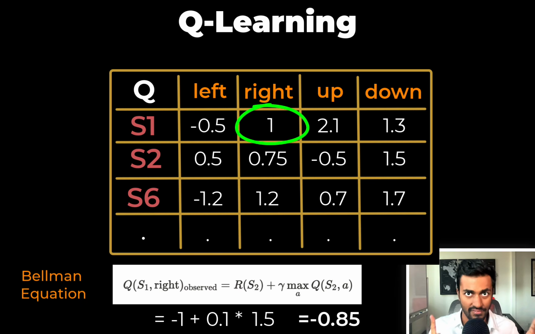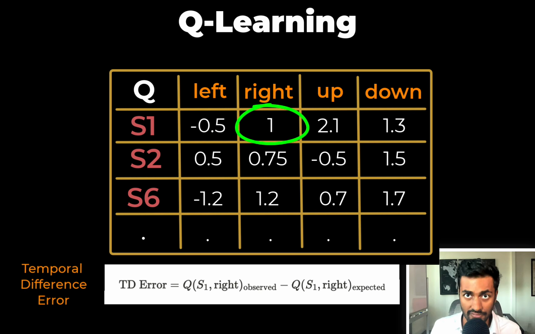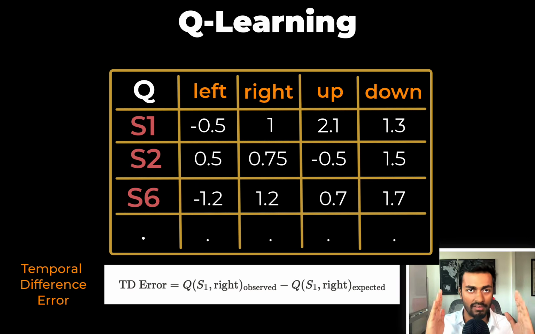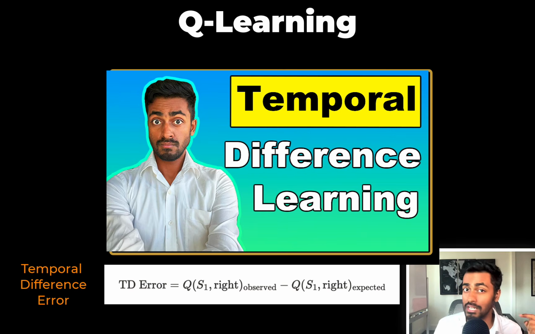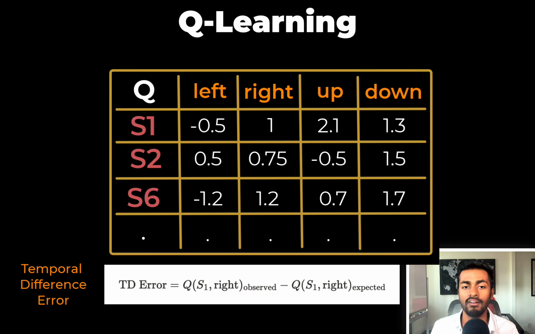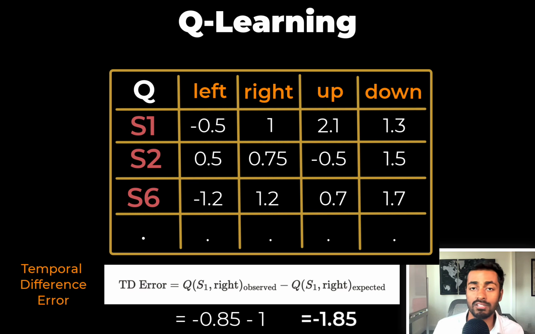There's clearly a difference, and this difference is an error that is known as a temporal difference error. It is called the temporal difference error because we are comparing Q values of two different time steps, and their difference is the error, hence the name. For more information on this topic, I created another video right here. But for now, temporal difference error is going to be the observed value minus the expected value, which will turn out to be -1.85.